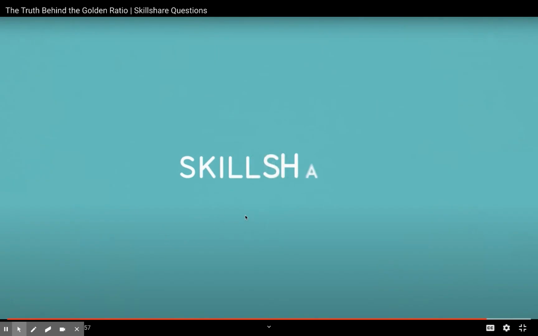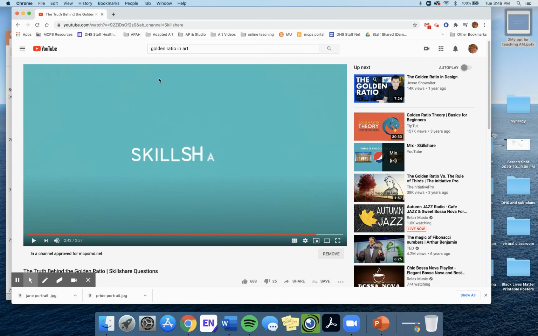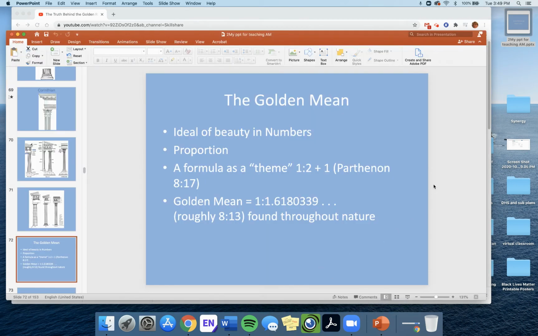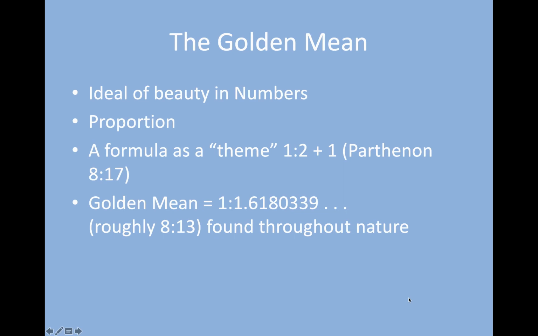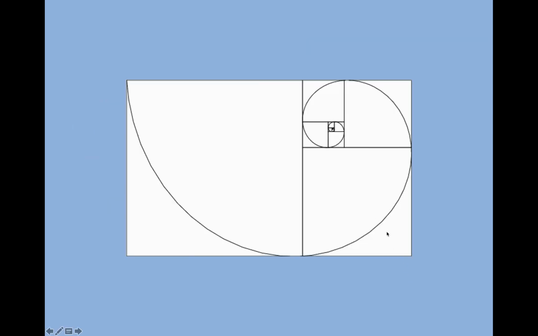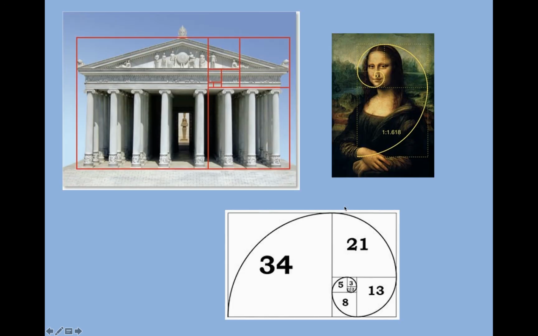And I love that video because I think it really does do a great job of explaining what the Greeks believed when it came to the golden ratio and what artists to this day still use. But then there's always the question about whether or not it's actually a thing. So when we're looking at it, it looks like this. Fibonacci sequence, nautilus shell, some common things.